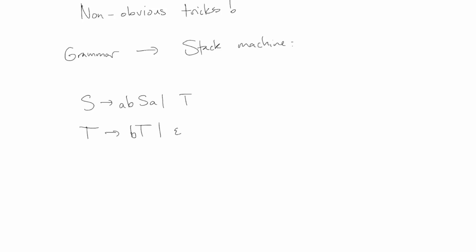Let's say this is a grammar that we have: S goes to A B S A or T, and then T goes to B T or epsilon. So the language of that grammar, it looks to me like what you have here is balanced A's with B's, and then the thing in the middle can become a bunch of extra B's. So as a language, this makes something like (AB) to the N, B to the K, A to the N. Right? I think that's what this grammar makes as a language. Although that's actually not important to be able to think of it as a stack machine. I would like to try to make a stack machine that copies this grammar.